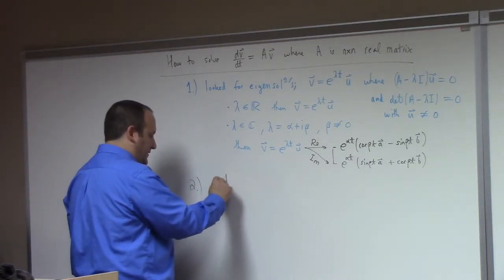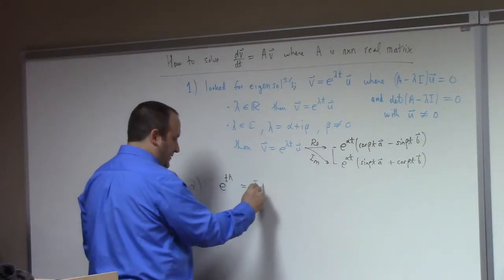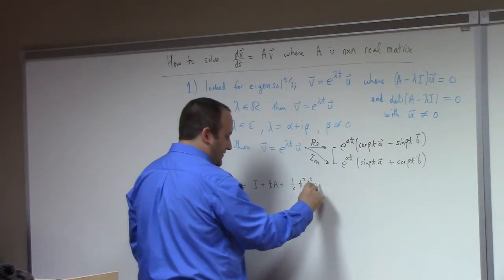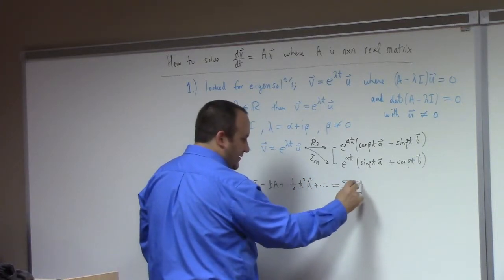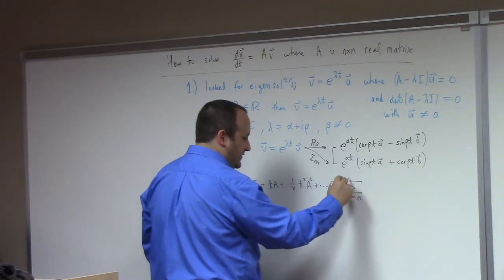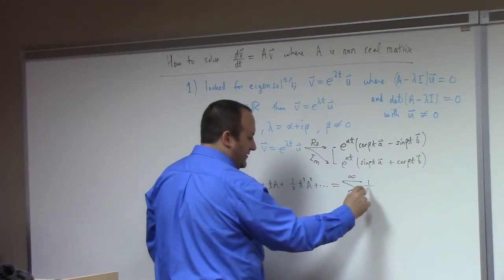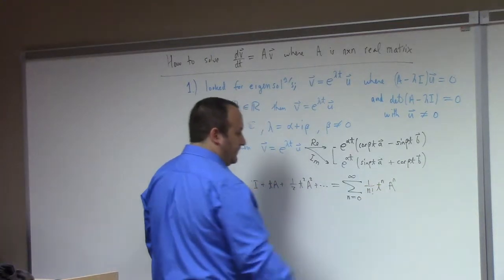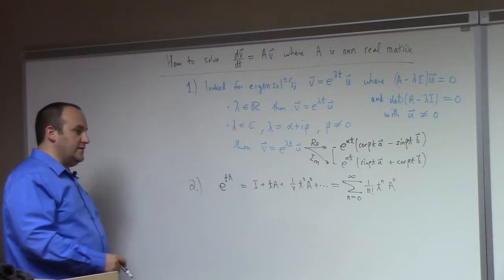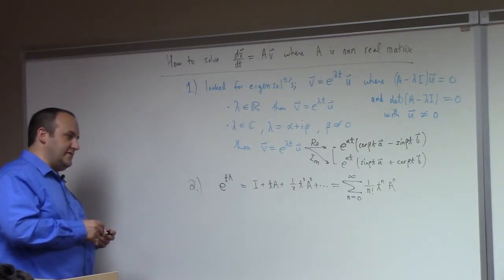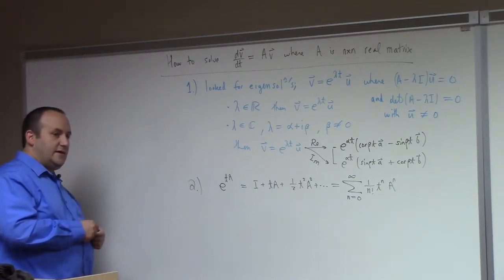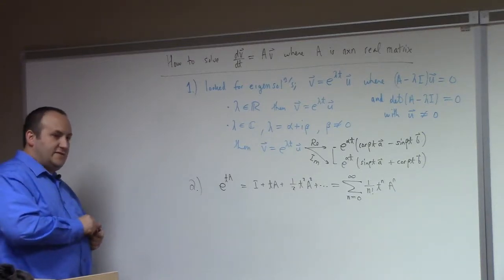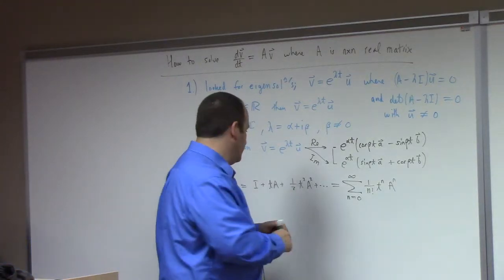We saw that e^(tA) is I + tA + (1/2)t²A² + ... If you want me to write it more carefully, it's the sum from n = 0 to infinity of (1/n!) t^n A^n. So this is the matrix exponential. And we studied that at the end of class yesterday. We learned that this is a solution matrix, and it's invertible. In other words, that this is a fundamental solution matrix.